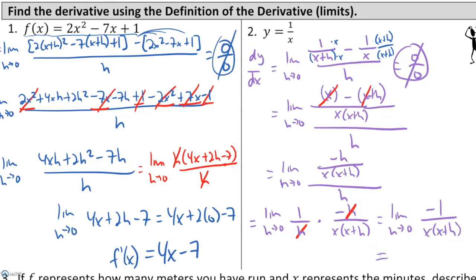And now I can evaluate this at 0. What I'm going to get, dy dx, equals negative 1 over x times x plus 0, or x squared. And there is my final derivative.